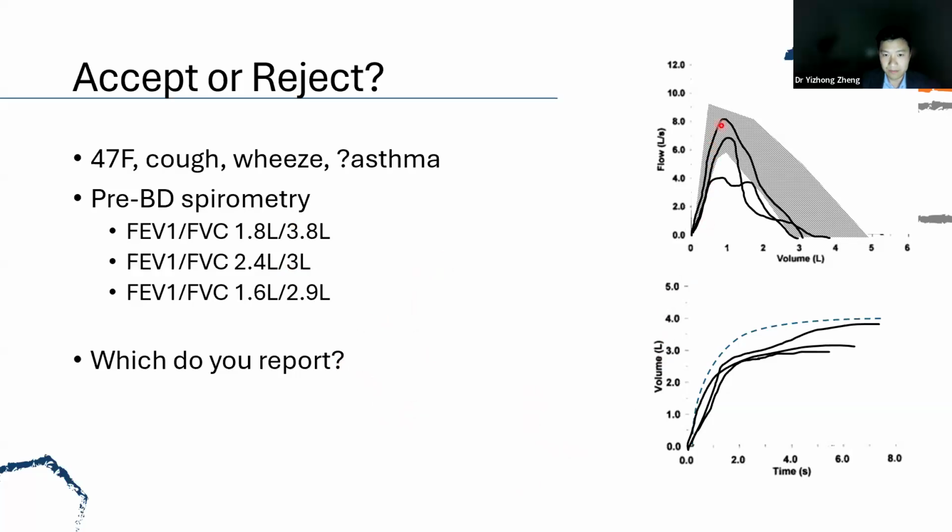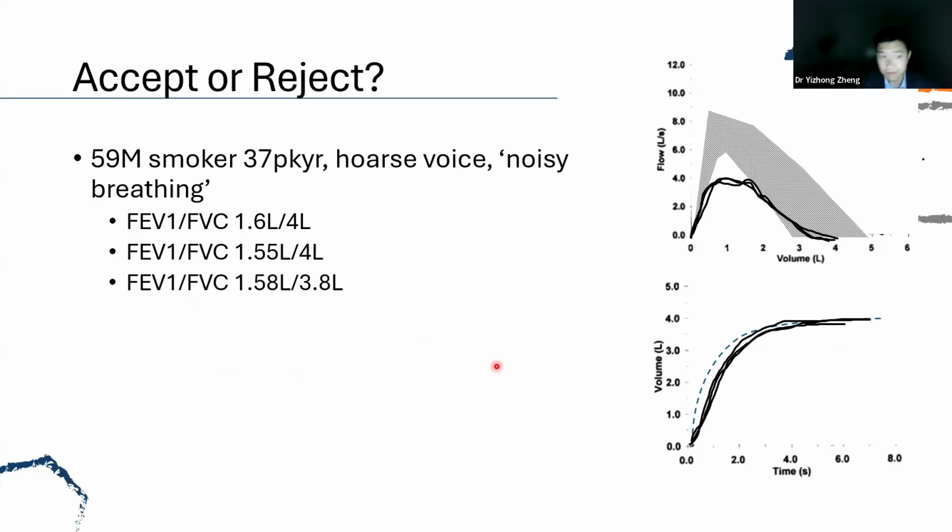As you can see, there's kind of two acceptable maneuvers. There's hesitation or reduced suboptimal effort with the 1.6 over 2.9 litre blow. And then looking at their volume time curve, you can see there's no overlap and there's a lot of scatter. So it doesn't reach repeatability criteria. You can probably accept the 3.8 litres in terms of the FVC and probably the FEV1 of 2.4 litres if you cannot produce better attempts.